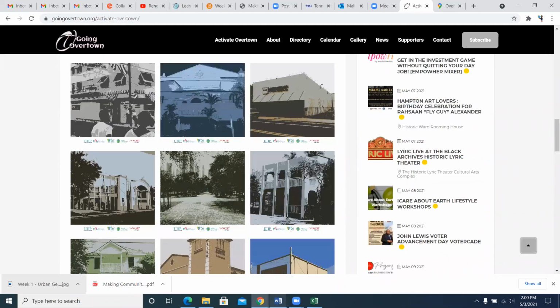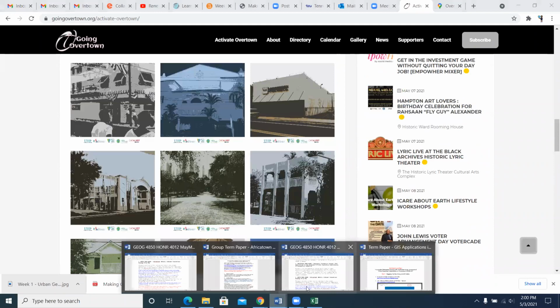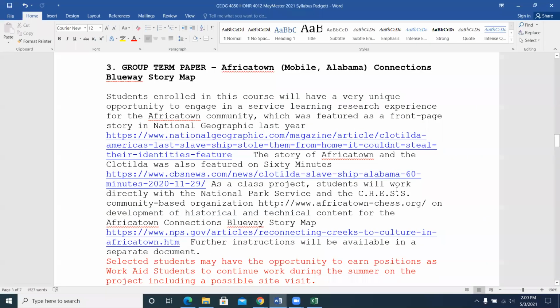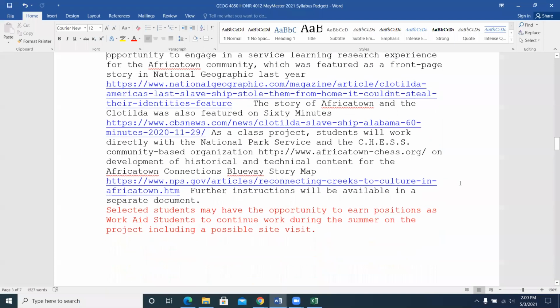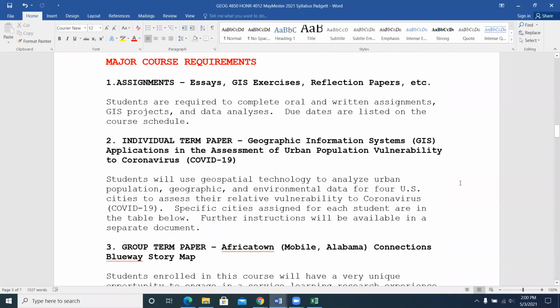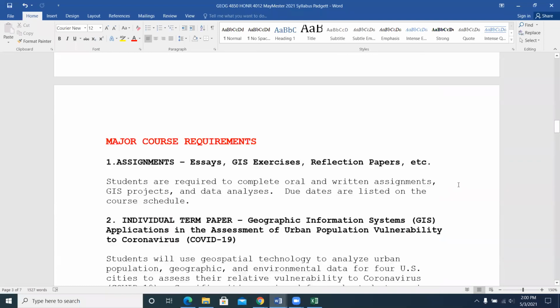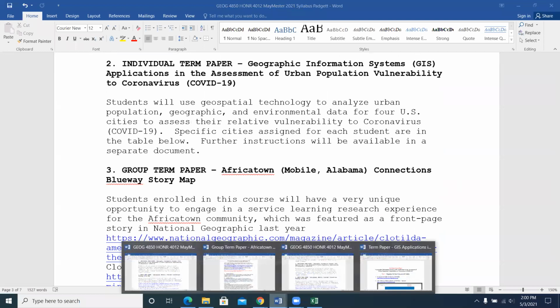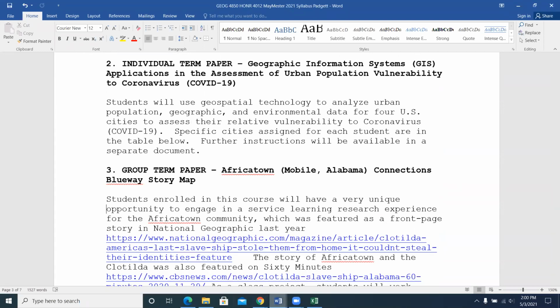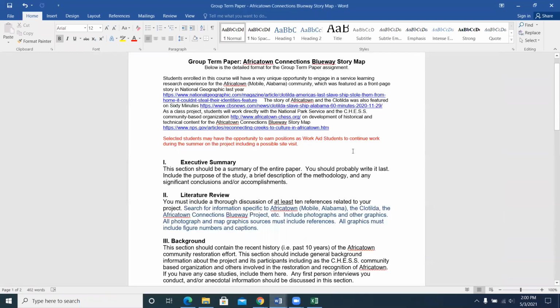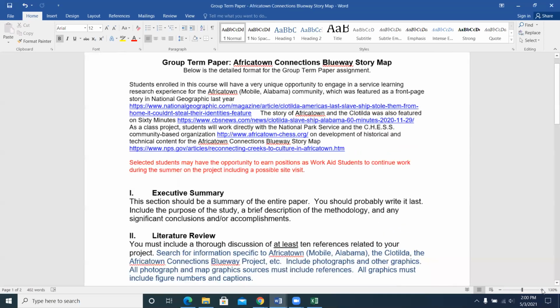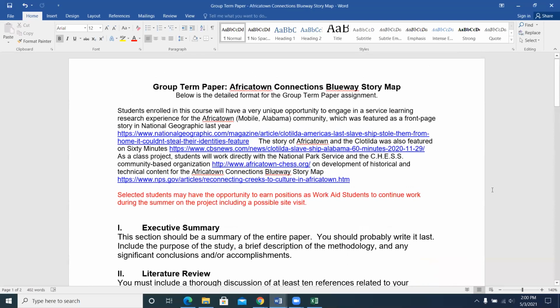Now you all will be directly involved with creating a story map. Where's the assignment? I'm still working on it. Let's see, where is it? Okay, just forgive me. This is still in the oven, but I'll post it at the end of the day today.